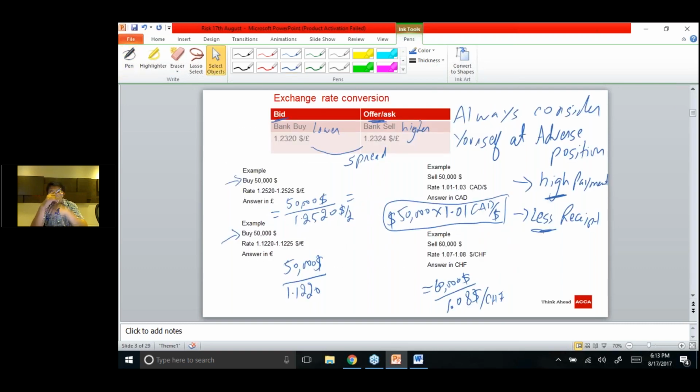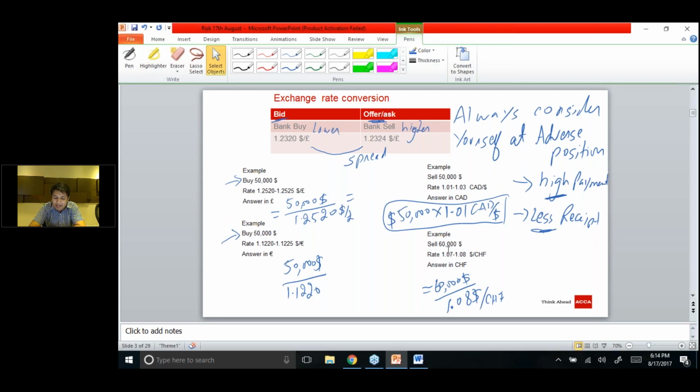There are two steps to solve currency questions. First, decide whether you should divide or multiply the exchange rate with the transaction amount. Let's suppose you are clear where you're going to divide and where you're going to multiply. Second step is always consider yourself in adverse position. What is the meaning of adverse? If you are going to pay, you have to pay more. If you are going to receive, you receive less. So in this part, you have to divide the exchange rate.